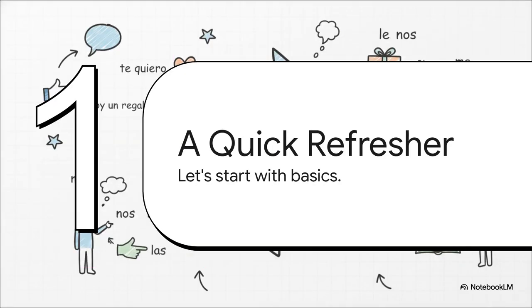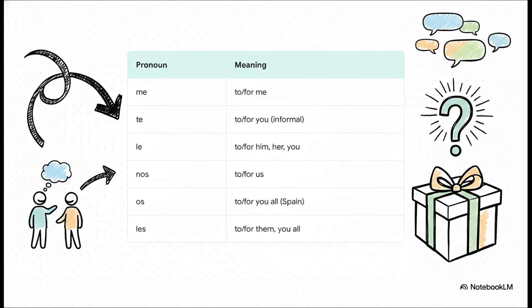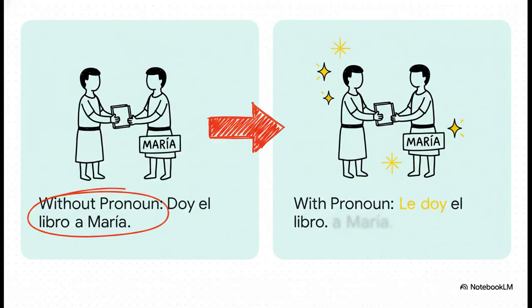All right, first things first. Let's just do a quick recap to get everything fresh in our minds. So here they are, our main characters for today, the Spanish indirect object pronouns. Their one and only job is to answer the question to whom or for whom something is done. We've got me, te, le, nos, os, and les. You can think of them as these awesome little shortcuts that save you from saying people's names over and over again.